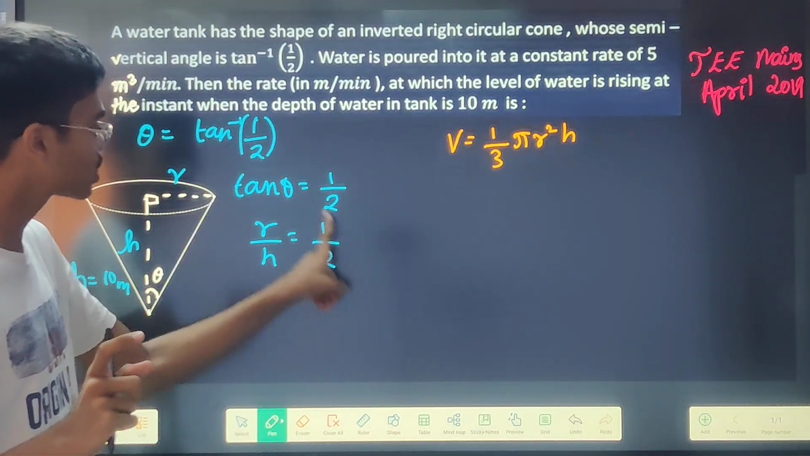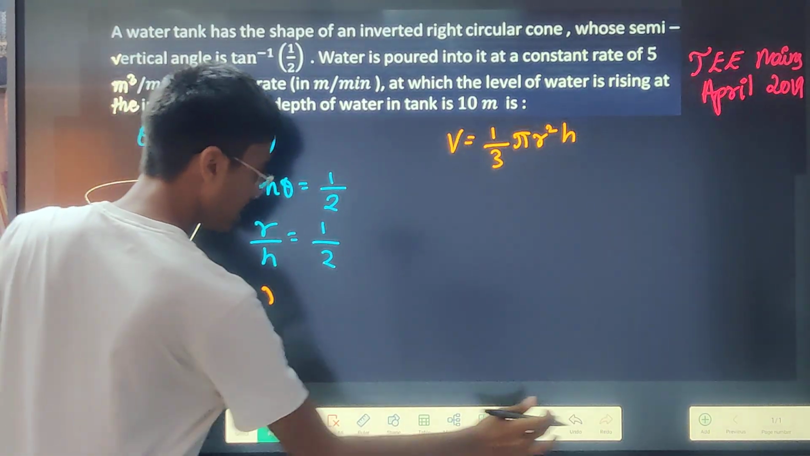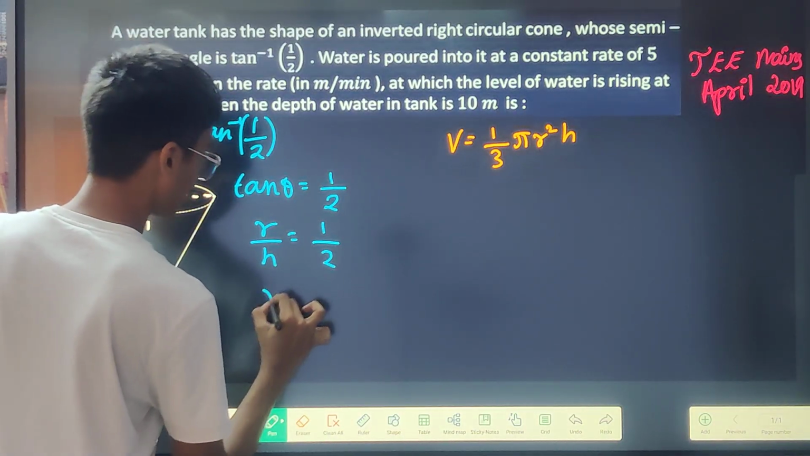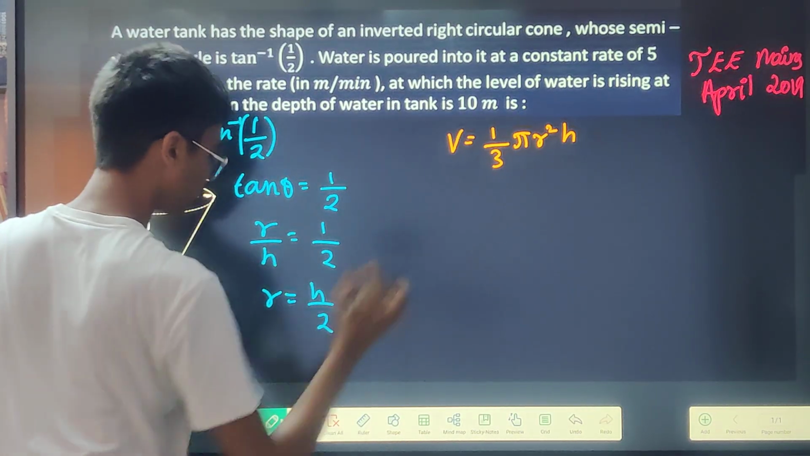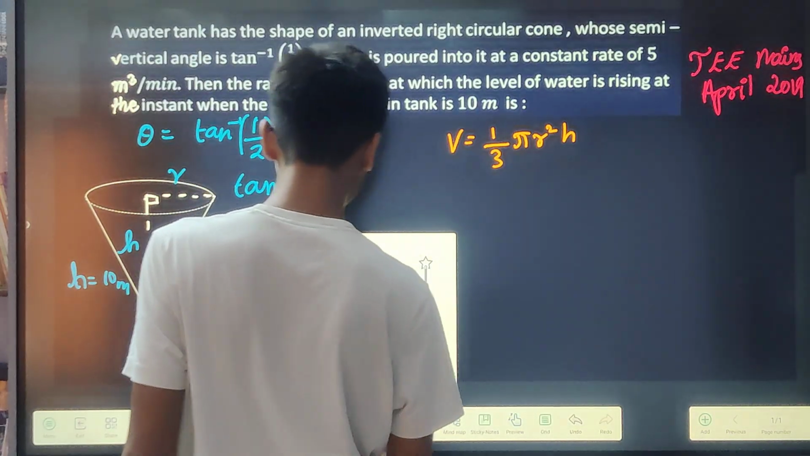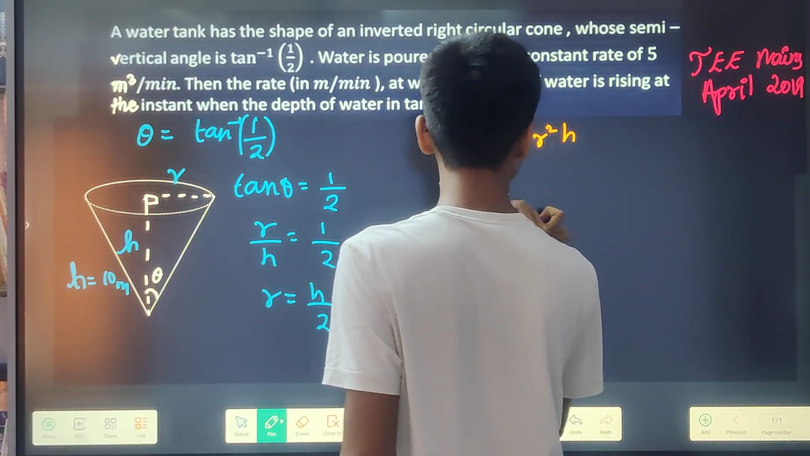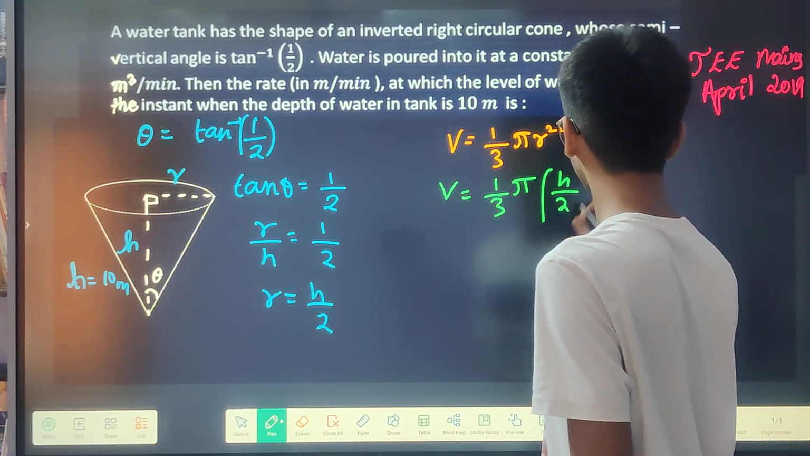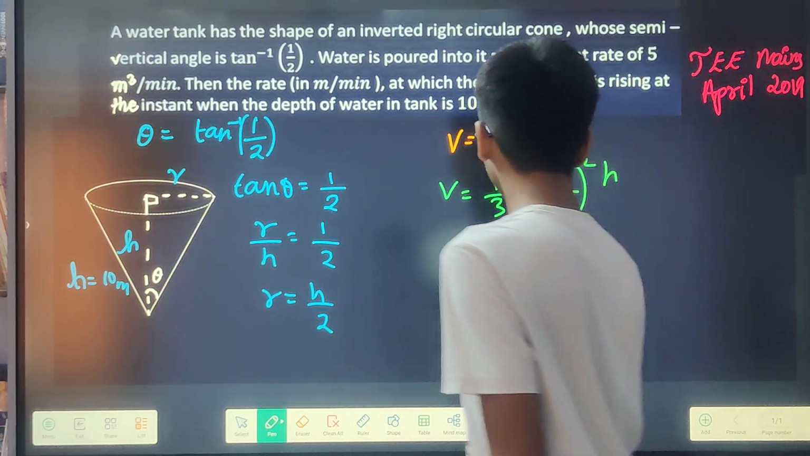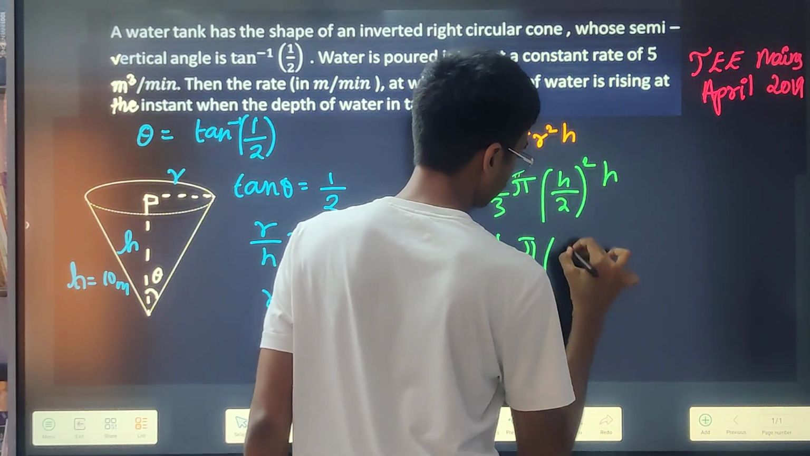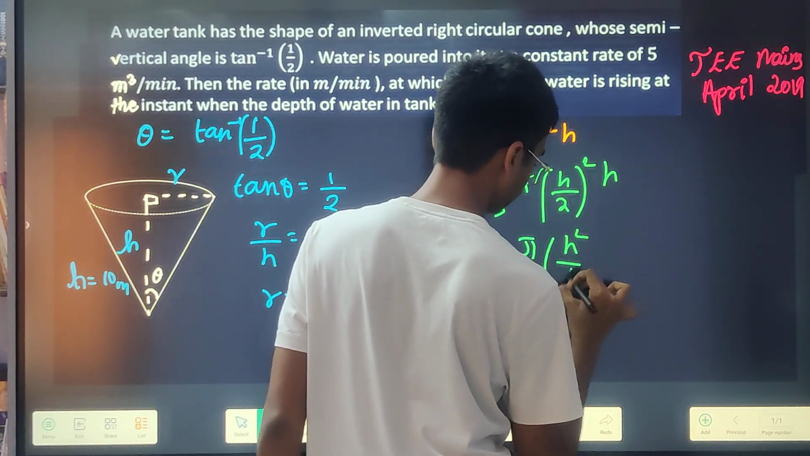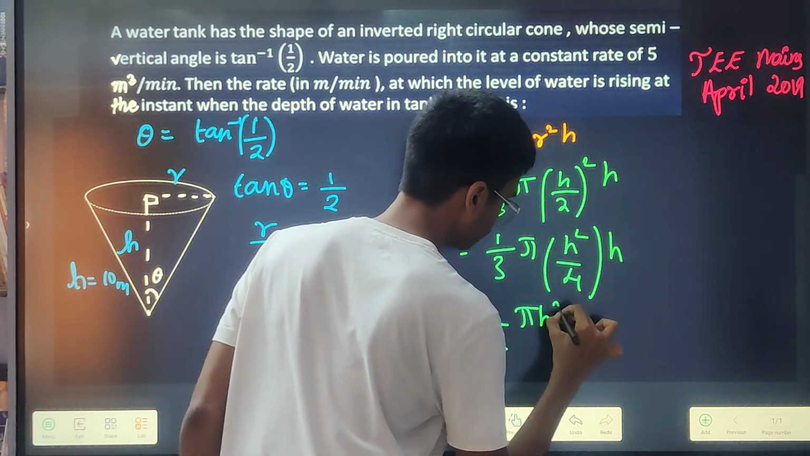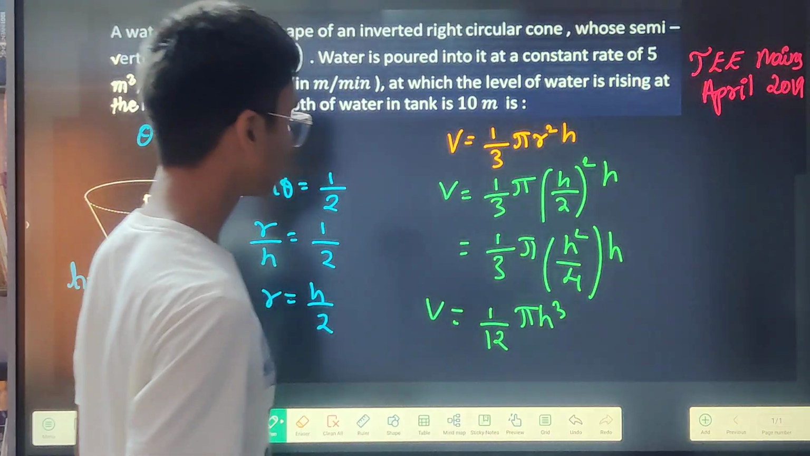Here you can say very easily that r is equal to h by 2. Now you can put it in that equation. V is equal to 1 by 3 pi r square h, where r square is h by 2 squared into h, which is 1 by 3 pi into h square by 4 into h, which is equal to 1 by 12 pi h cube. This is the equation that you have got.